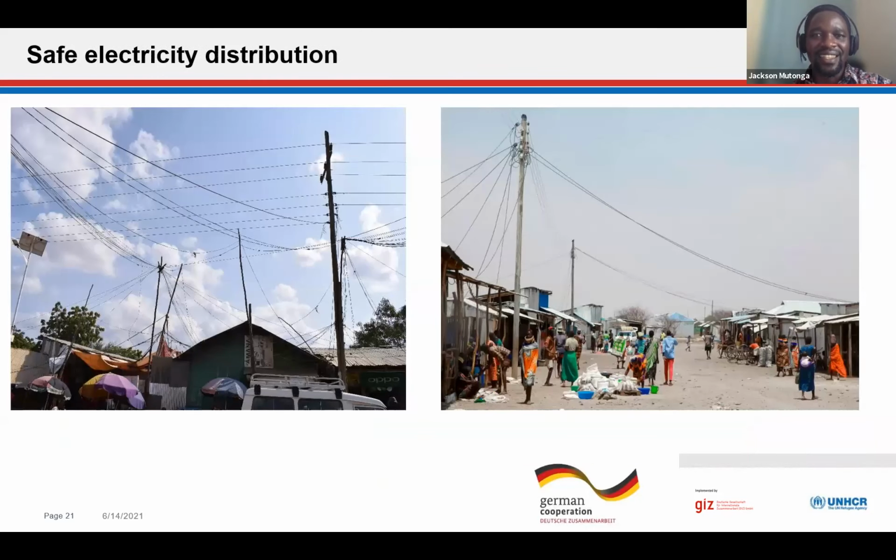And the power distribution on the right is the one in Kalobeyei settlement. It's sort of spaghetti, but with the spaghetti, you can at least separate them. You can know where power is coming from and where it is going through the drop lines, which you can see there, unlike on the left. And it looks also more secure to the users.